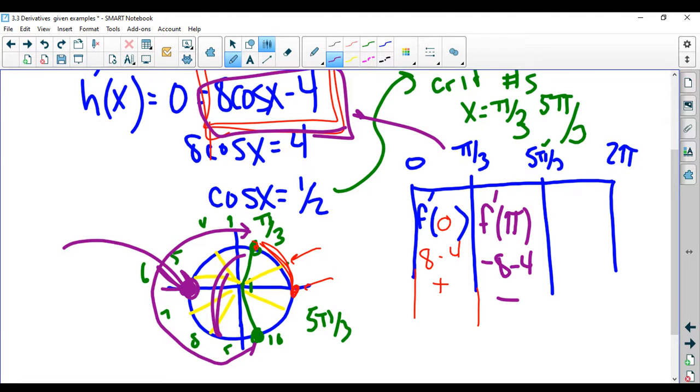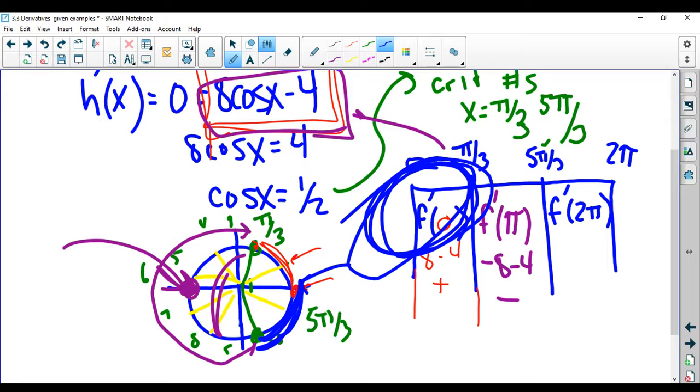So we're decreasing there. And finally, the last interval from 5 pi over 3 to 2 pi. So that's this part of the circle. Just like before, I can use 2 pi because it's not a critical number. And the benefit of using 2 pi is because it's the exact same position as 0, which we already did, so you don't have to do any work. That's also going to be positive. So we're done with the chart.